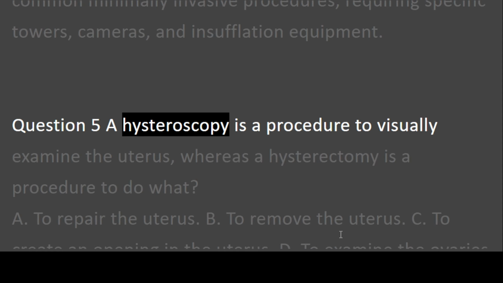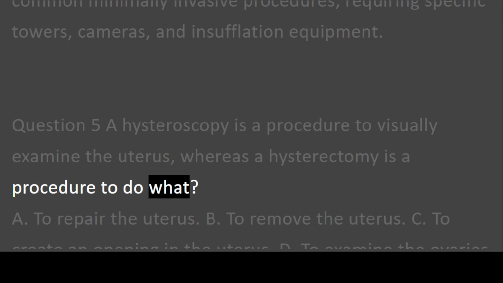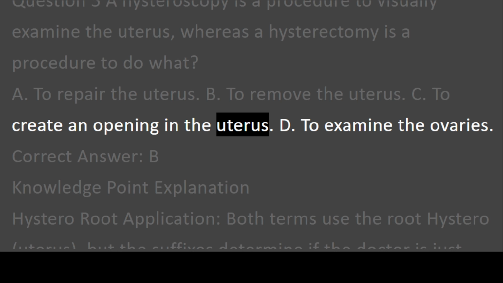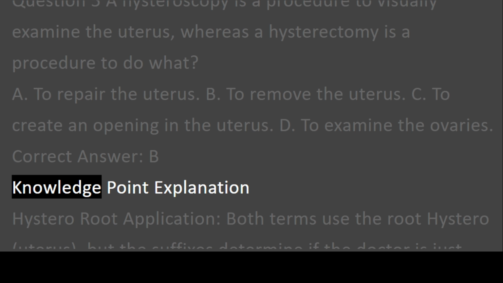Question 5. A hysteroscopy is a procedure to visually examine the uterus, whereas a hysterectomy is a procedure to do what? A. To repair the uterus. B. To remove the uterus. C. To create an opening in the uterus. D. To examine the ovaries. Correct answer, B. Knowledge point explanation.